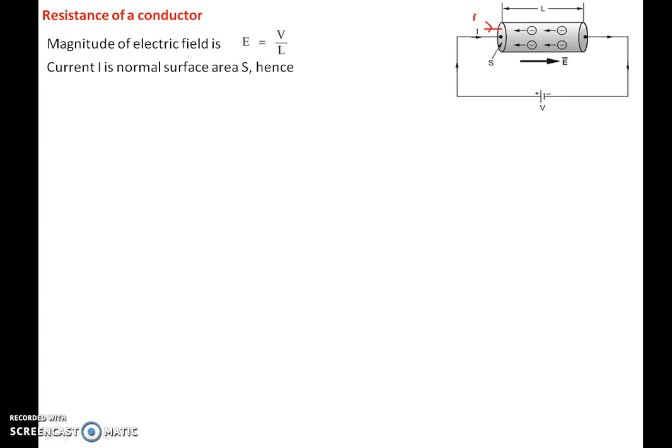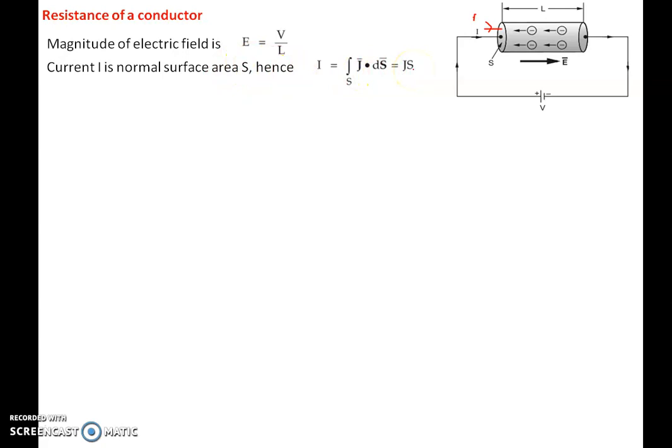So I can write I is equal to the surface integral of J dot ds. The angle between J and ds is 0, so you will get J times the surface integral of ds. The integration of ds is S, so the current normal to the surface area S is J S. The magnitude of the current over the surface S normal to the conductor is I is equal to J S.